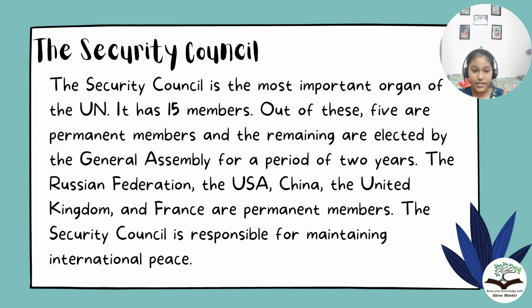The Security Council is the most important organ of the UN. It has 15 members, and out of these, 5 are permanent members, and the remaining are elected by the General Assembly for the period of 2 years. The 5 permanent members of the Security Council are the Russian Federation, USA, China, the United Kingdom, and France.